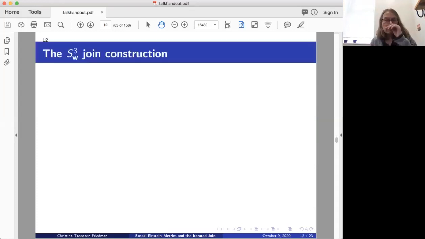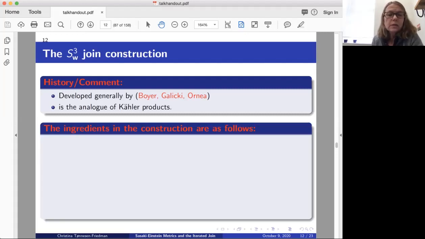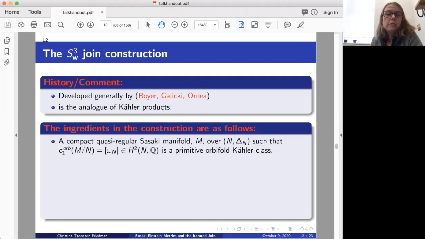All right, so now I want to bring the S3 join construction into this. And the history here is that this was developed in general by Boyer, Galicki, and Ornea. And we can think of it as the analog of Kähler products. So here are the ingredients in this. We take a compact quasi-regular Sasaki manifold M over a Kähler orbifold. And we pick it so that the Chern class is a primitive orbifold Kähler class.